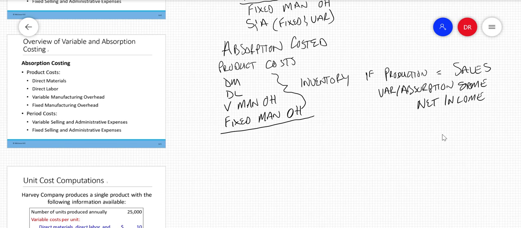All right, now if, on the other hand, production is greater than sales, so if you produce more than you're able to sell, then the absorption approach will give you a higher net income. So we have a higher net income with absorption in this circumstance. Now, that means that you're producing more than you're selling.